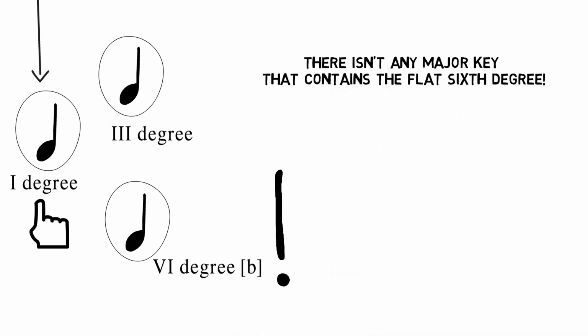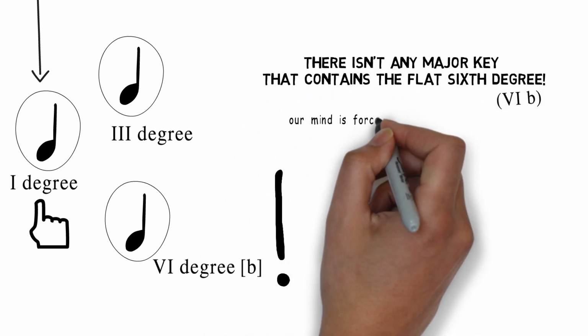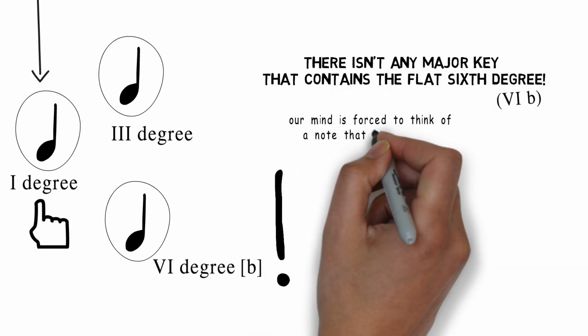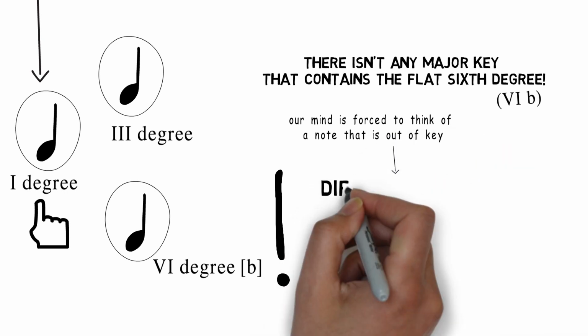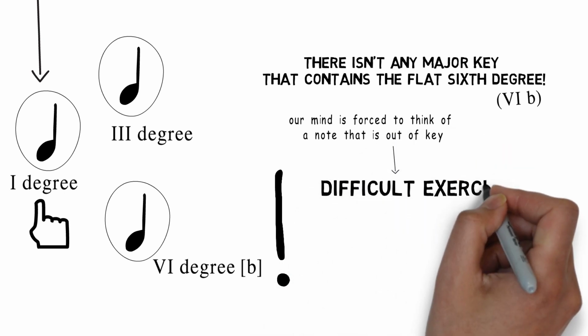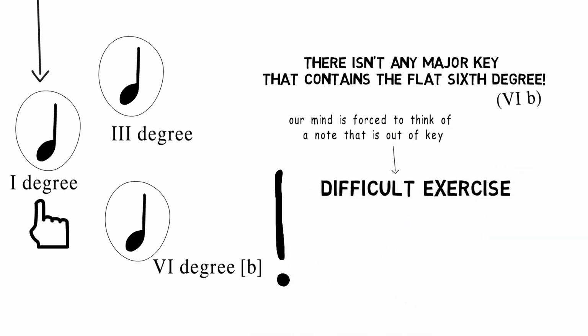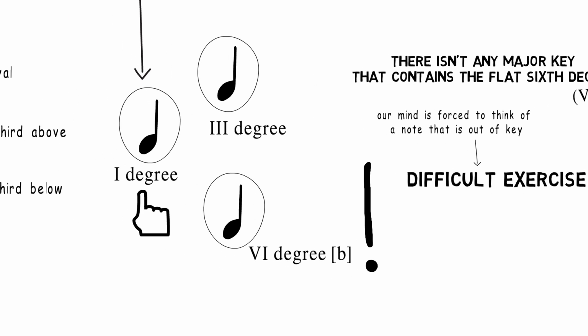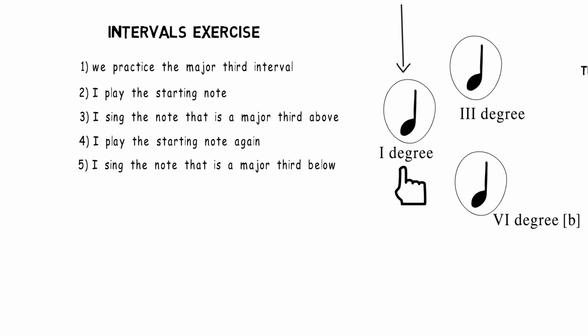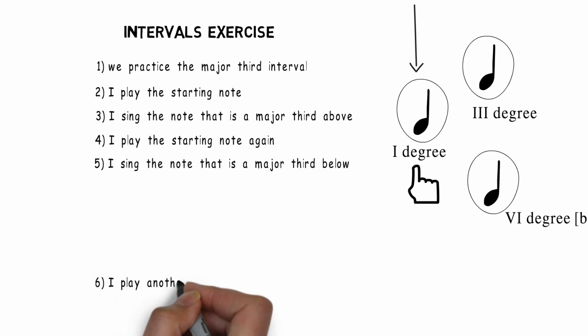Therefore, my mind is forced to think of a note which is out of key, so it's much more difficult, don't you think? We must learn to distinguish the keys notes first, which is a really useful skill in real musical situations. After that, we can learn to distinguish also the notes that are out of key, that are more difficult to identify. Okay, let's go on.